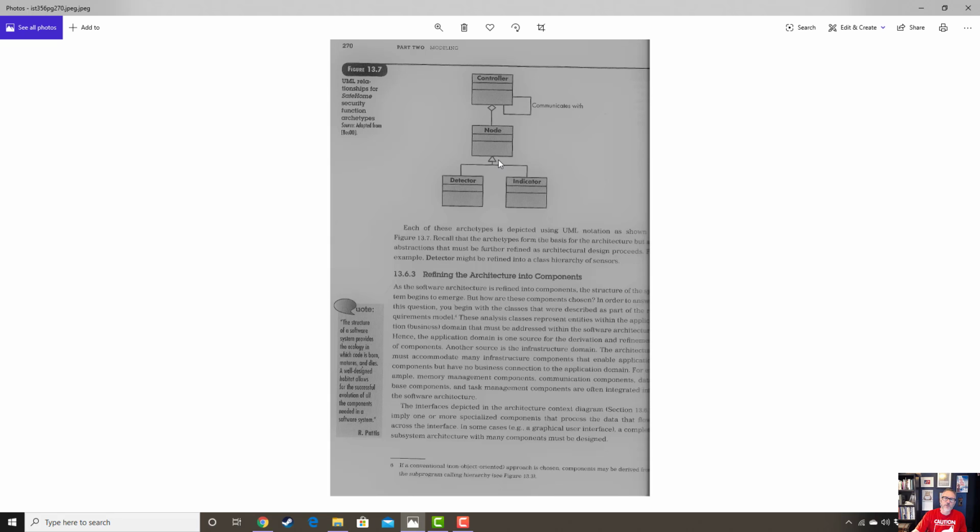So in this situation, we have a detector is a node, indicator is a node, and controller has a node, okay? So it's composed. So it's not an inheritance relationship, but rather a composition. In other words, the controller has nodes in it that it uses or it pays attention to, there we go, to either detect or indicate some problem with our security.